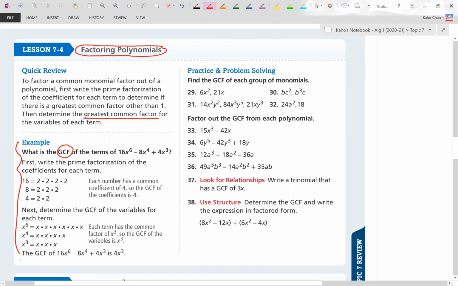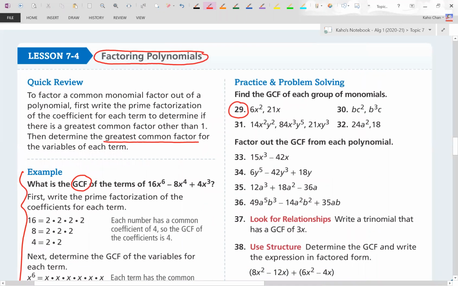I'm going to go ahead and jump to number 29 and find the GCF of each group of monomials. Let's do that. 29, we have 6x squared and 21x. So in your mind's eye, think about what the possible ways there are to divide into 6 and 21. They are a 3. Let's look at the variables. We have x squared and x. You can definitely take out an x. So there's your answer for number 29. That's your greatest common factor, 3x.